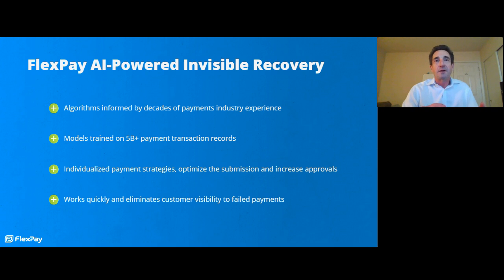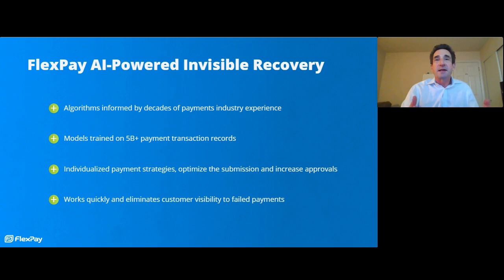For example, there are over 8,000 issuing banks in North America alone that all use individualized authorization rules. There are different card types like gold cards and premium cards and rewards cards, all have different authorization factors on them. And all these different permutations go into our system to be able to optimize how to accomplish the best recovery for each individual transaction. Our AI was trained on over 5 billion payment transaction records, which gives an enormous number of training samples to be able to optimize the results.